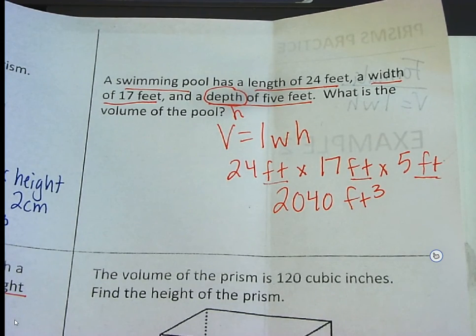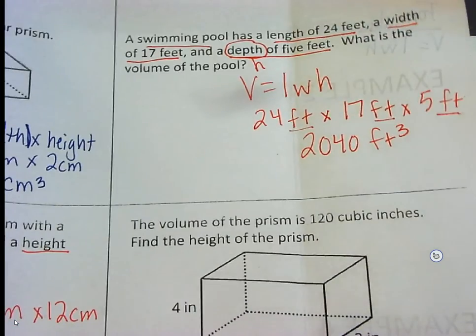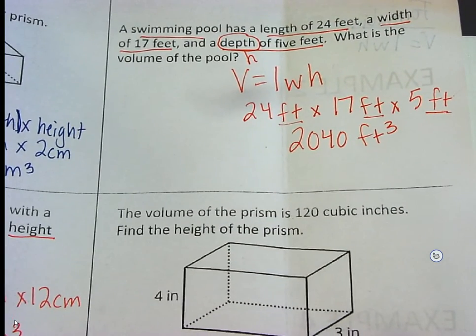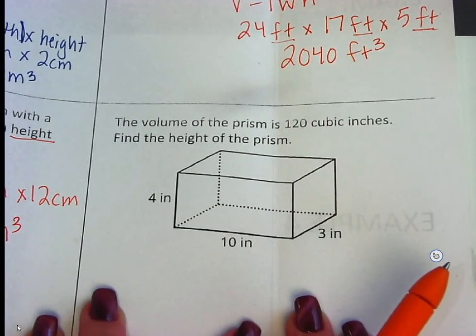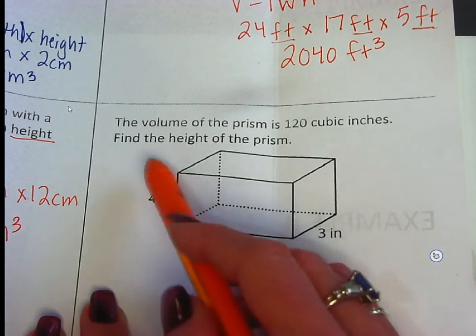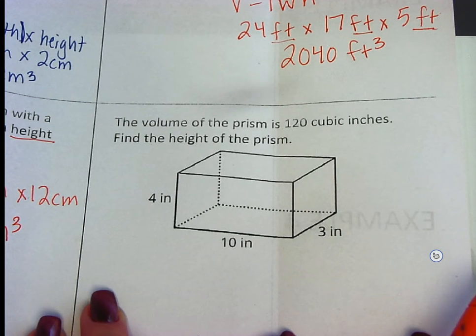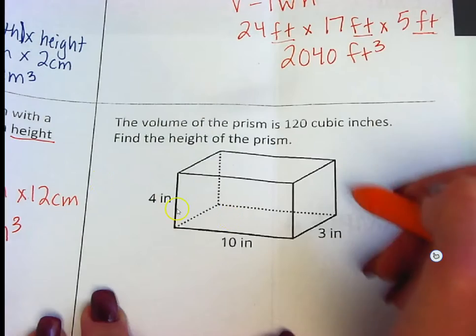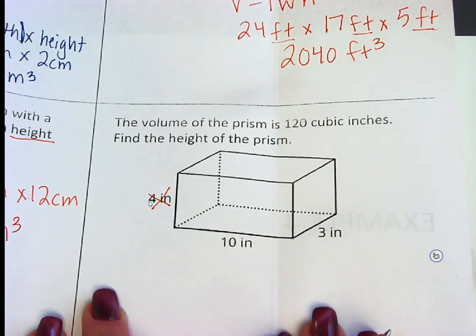So now we're going to look at the last one. The last one is a little more challenging. So this time, you're given the volume. And if you look at the picture, you're given the volume. And you're trying to figure out what the height of the prism is. And it's already given to you. So what you're going to do is cross this out and pretend that you don't know it so I can show you how to do this. Okay? So let's pretend you don't know that it's 4.